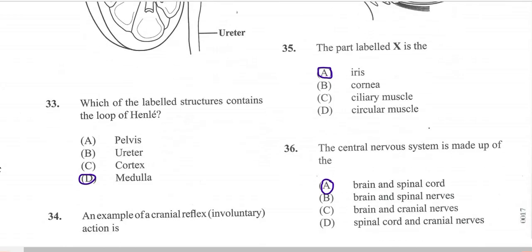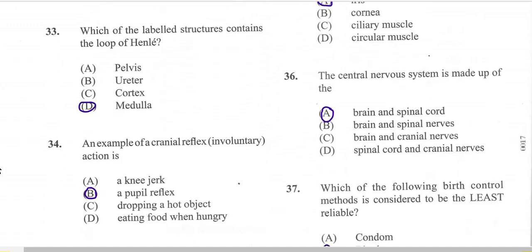We move on to question 34. An example of a cranial reflex, which of course is an involuntary action, is of course a pupil reflex. Now the knee jerk, that is a spinal reflex, and dropping a hot object doesn't mean that it's a reflex action. Alright, it might just be in your hand and you just can't afford to hold it any longer. Eating food when hungry, that is definitely not a reflex action. So our answer here for 34 is going to be B.